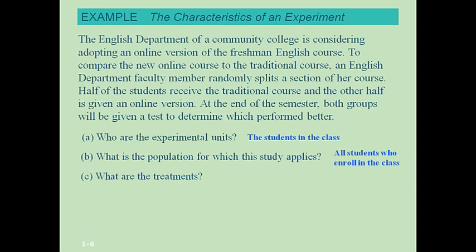Now let's look at what are the treatments. They are looking at traditional versus online instruction. Now, what is the response variable? We're looking to see how the treatments affect the response variable, which is the exam score. How do students perform on an exam given the type of class they were enrolled in?